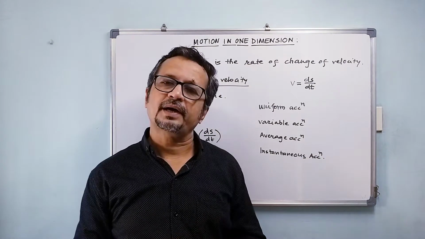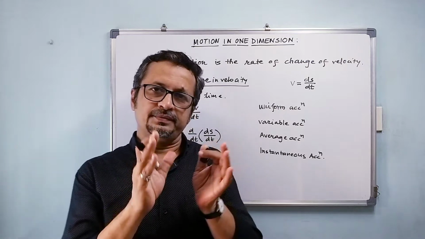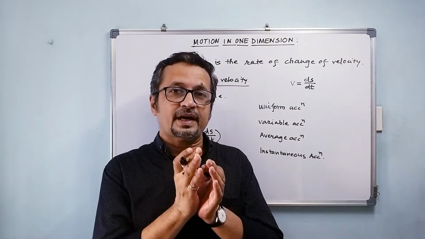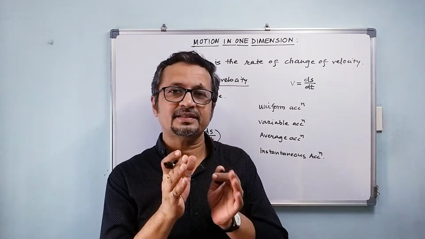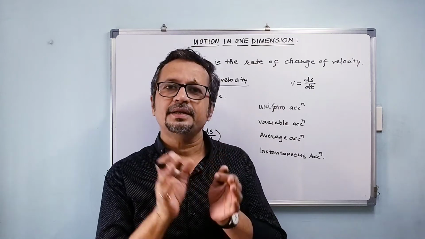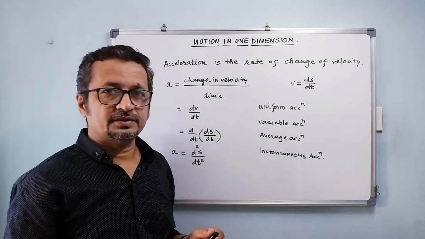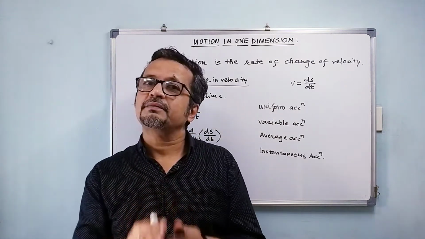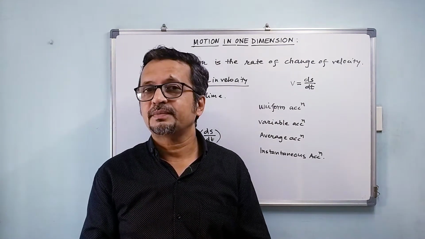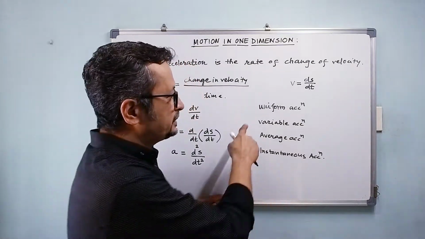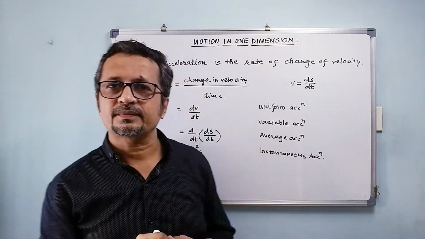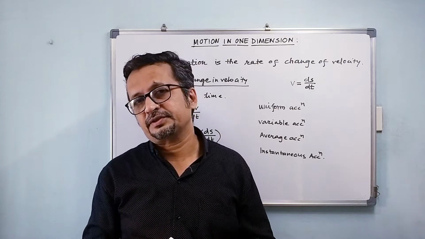Now what is uniform acceleration? If in equal intervals of time my velocity increases or decreases by equal amounts, then I call it uniform acceleration. If in equal intervals of time my velocity changes by different amounts, then I call it variable acceleration.